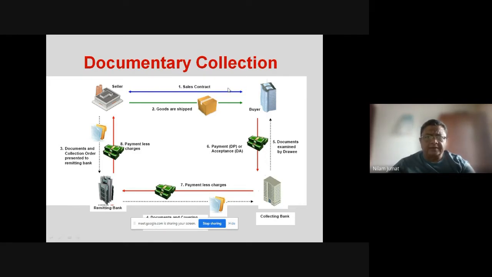And then what they do is, in documentary collection, the seller will ship the goods. And I told you about the three important documents that are required. You require the bill of lading, which is a title document. The importer has to go to the port and give it to the captain to show that the goods should be given to him. With that, he can claim the goods. That is the document of title.